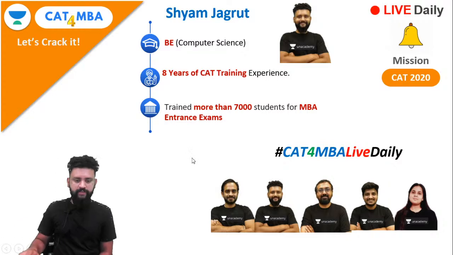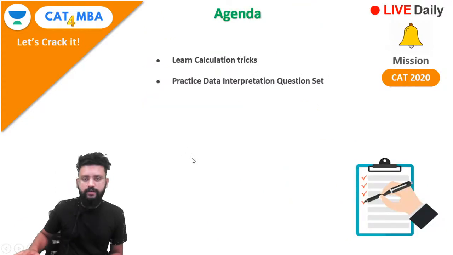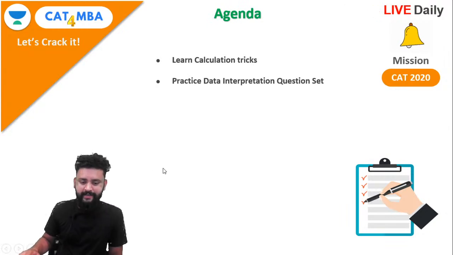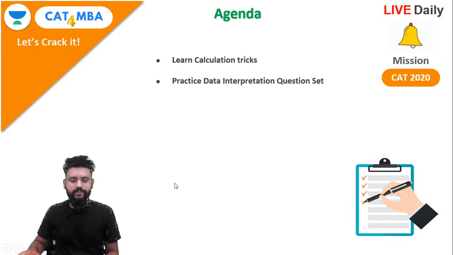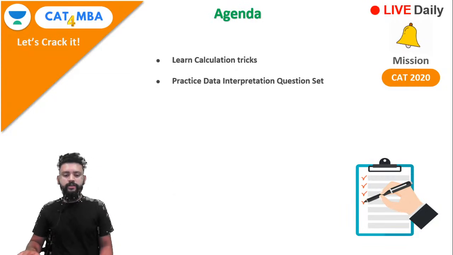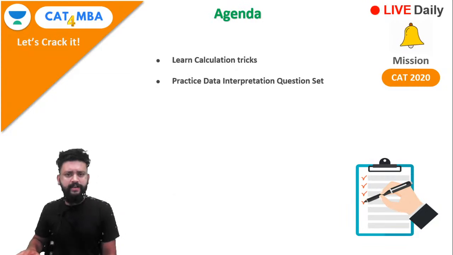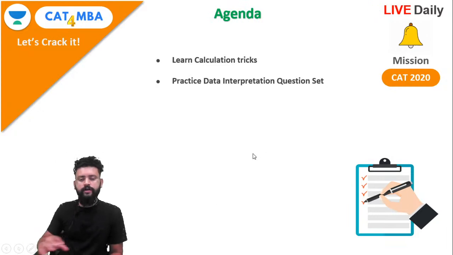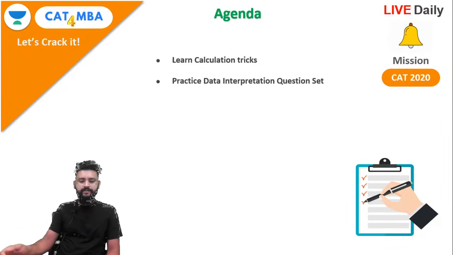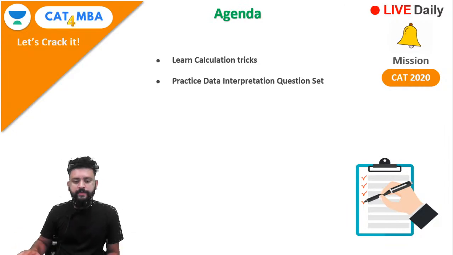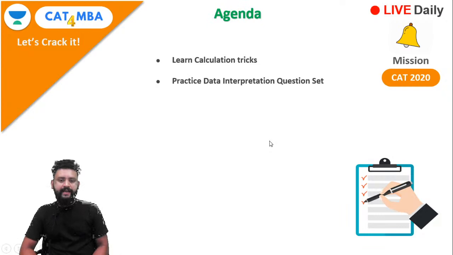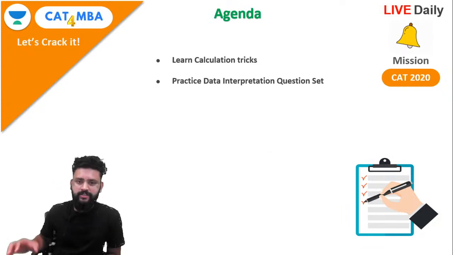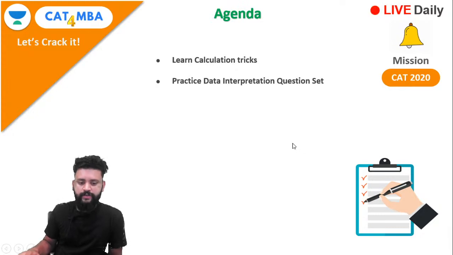So guys, the agenda for today's session is learning the tricks. That is the most important part in calculation based DI. And we'll practice two sets of quantitative ability. It will be easy to moderate level sets, mostly targeting those who are preparing for SNAP and CET, they must solve this set, and those who are preparing for CAT as well. If you want to practice a bit easier sets, this is the appropriate session for you guys.